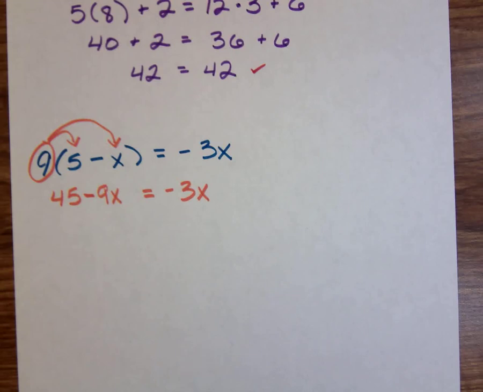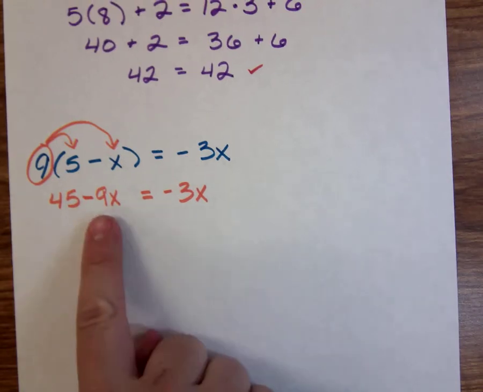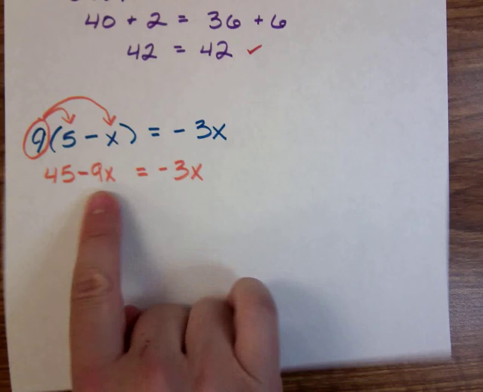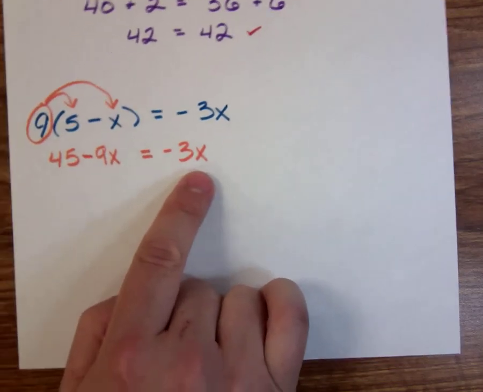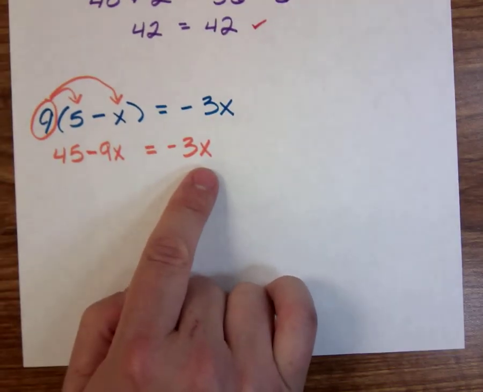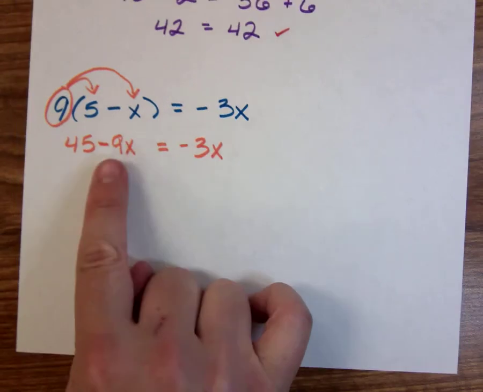Our ultimate goal is to get the x by itself. There are 2 ways that I could do this. What's one of them? Sure, one of the ways I could do it is to move this minus 9x over to the other side with the 3. What's the other way I could get the x's together? Yeah, I could take the 3x and move it over to the other side.